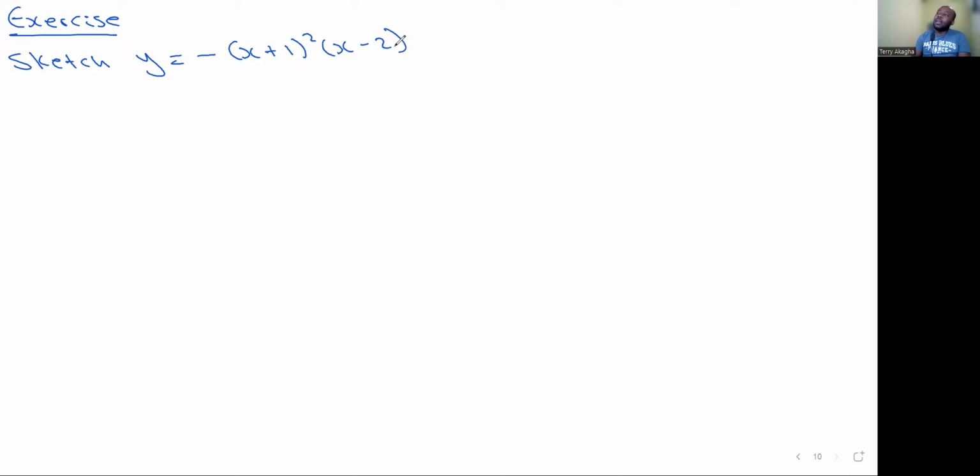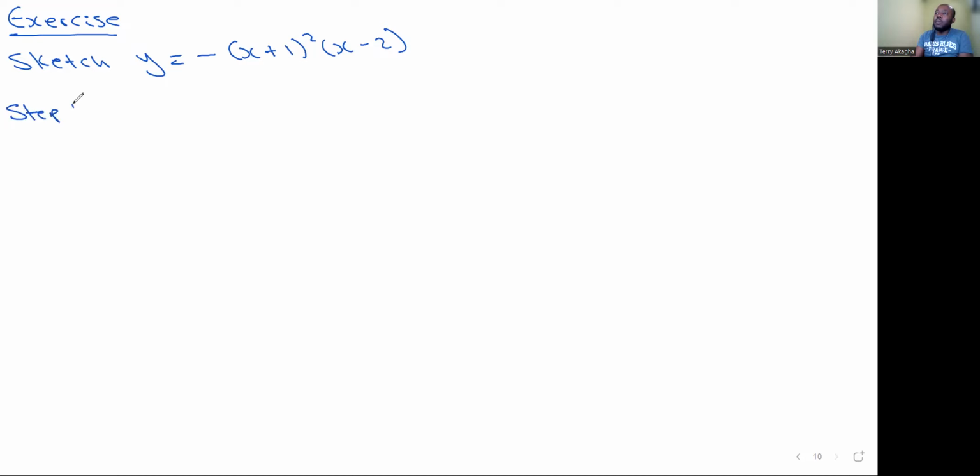So like I said, you can pause the video and try as much as possible to sketch it. And when you're done sketching, you can come back and press the play button and see if you get exactly the same thing I got. All right, so assuming you've tried solving it yourself and you have your sketch now and you want to check with what I did, let's start.